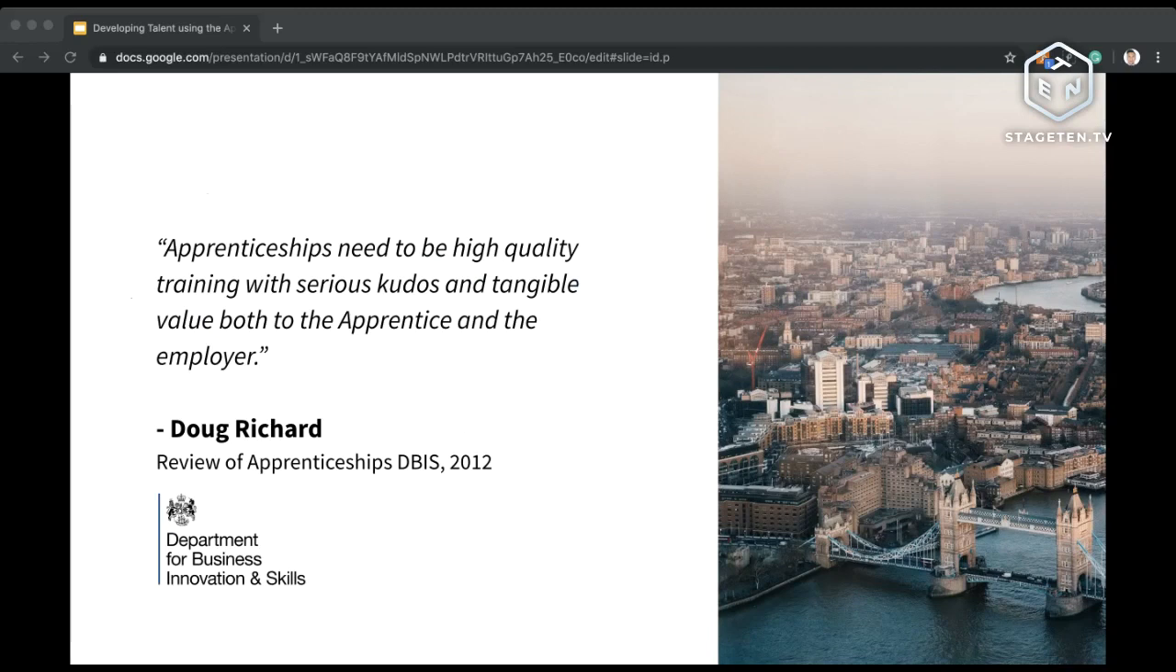So apprenticeships. Part of the reason you are here on this webinar today is due to a review of apprenticeships that happened in 2012, carried out by Doug Richard. And the conclusion of that was that apprenticeships need to be high quality training with serious kudos and tangible value to both the apprentice, the learner, and to the employer. And that's at the heart of the situation we have with apprenticeships today, and at the heart of all legislation and innovation that is taking place within apprenticeships.